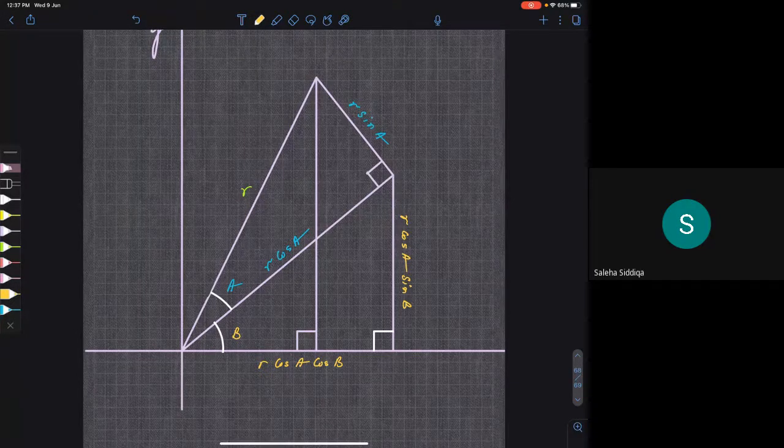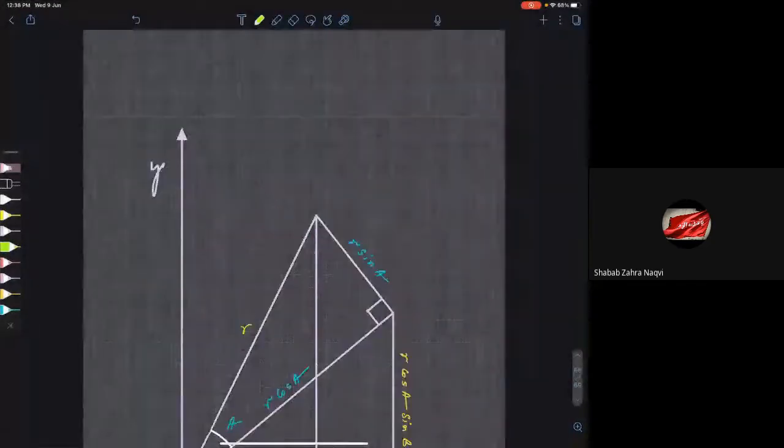Not a problem here. So now I'm purposefully drawing one perpendicular side here. Sir, tell me again R cos A and sin B. Which one? This one? And R cos A and sin B. Okay, see, the third side.